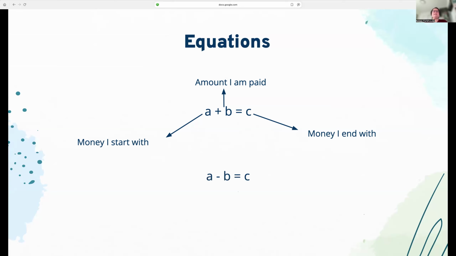Now let's try the subtraction version of the equation. A minus B equals C. So here A is still going to be the money I start with, right? But my paycheck is not taken away from me, it's given to me. So let's pick something else for that. Let's say B is the cost of something, the amount something costs. So A is the money I start with, and then I subtract how much something costs, and C gives me how much money I end up with.